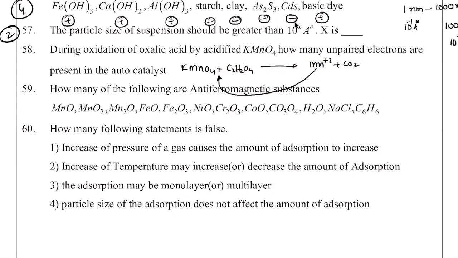Now you need to check out the number of unpaired electrons on this. Number of unpaired electrons, this is 4s0 and 3d5. Correct. So number of unpaired electrons on this would be 5. Okay. I guess that is clear, everyone.